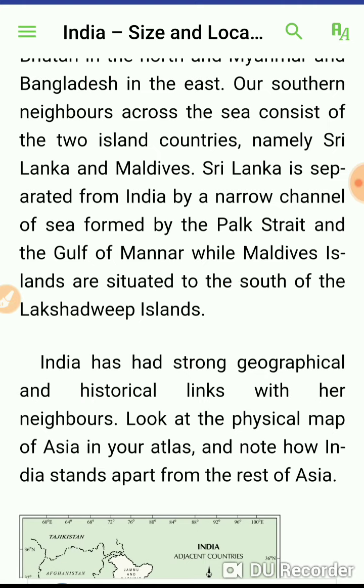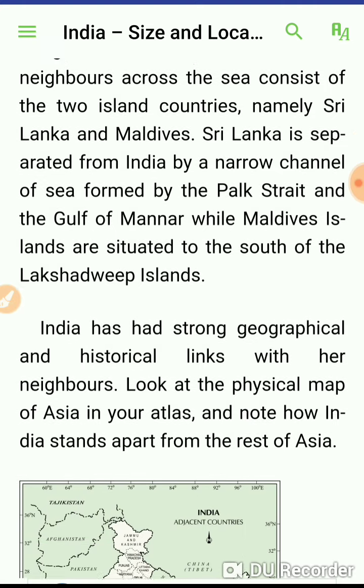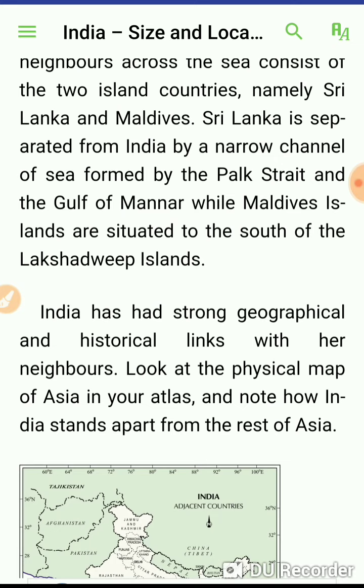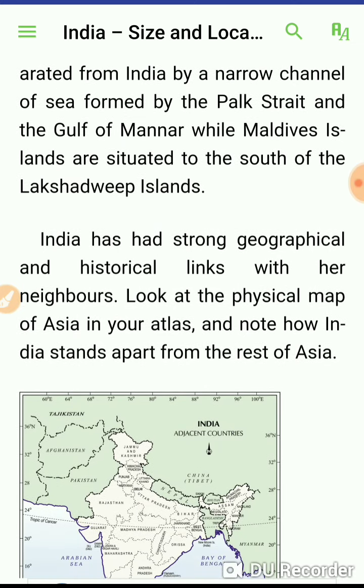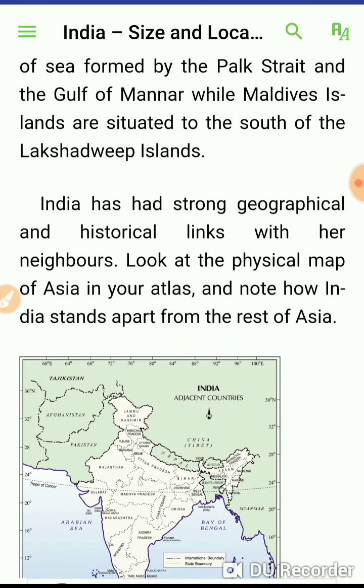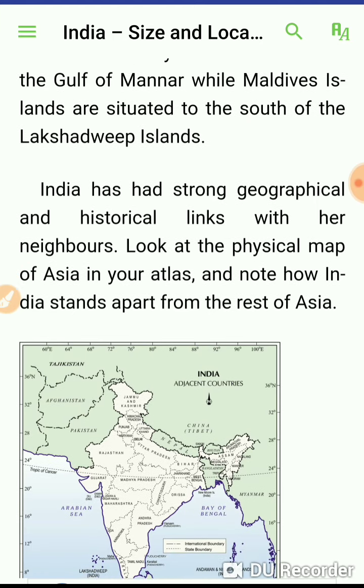The Maldives islands are situated in the south of the Lakshadweep islands. India has had strong geographical and historical links with her neighbors. Look at the physical map of Asia in your atlas and note how India stands apart from the rest of Asia.